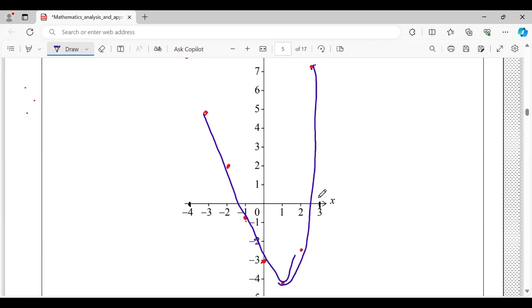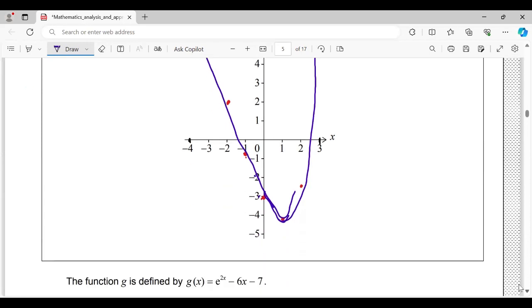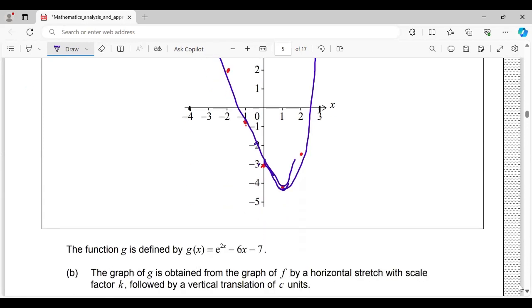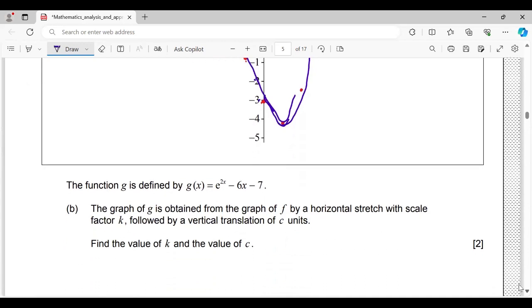Yeah, like this. You just connect all the coordinate points. All right. Next. The function g is defined by g(x) equals e^(2x) minus 6x minus 7. The graph of g is obtained from the graph of f by a horizontal stretch with scale factor k, followed by a vertical translation of C units. Find the value of k and the value of C.